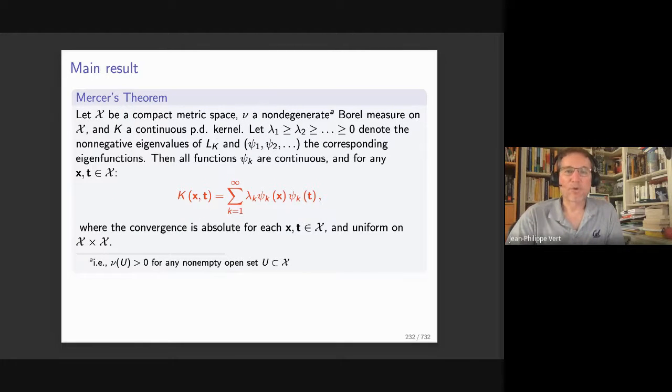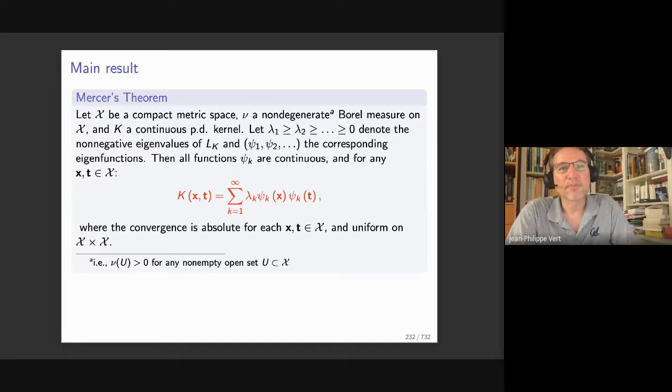All right, so let's now come back to Mercer's theorem, with a formal statement and proof later. Based on what we did, Mercer's theorem tells us that if we have a compact metric space and any measure nu, which has to be non-degenerate, we will see why. Non-degenerate just means that it's strictly positive on any open set: nu of U is strictly positive for any non-empty open subset U.